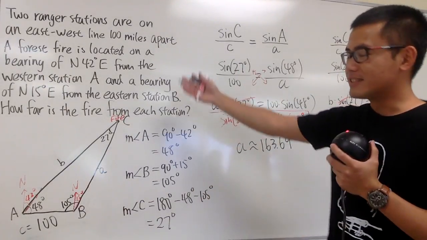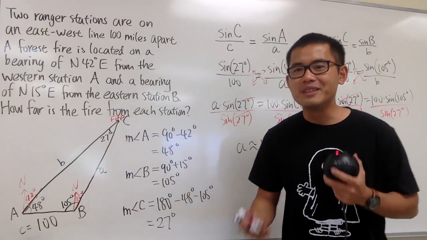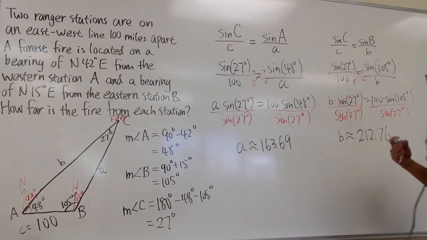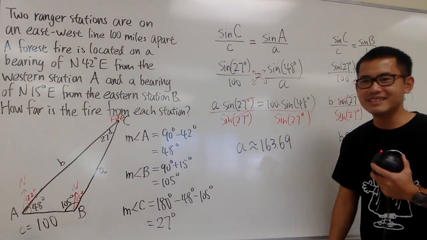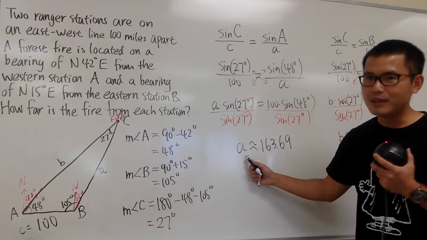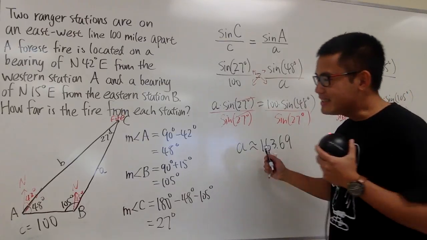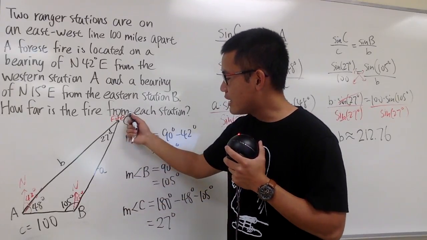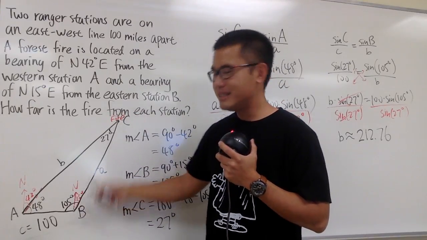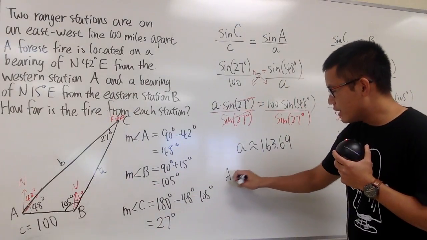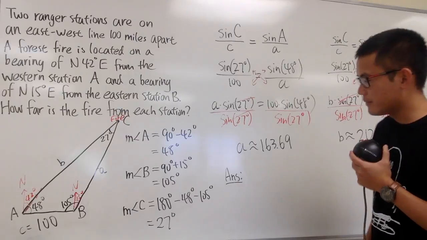However, this is a situation problem. We have to answer it with a complete sentence, all right? Because if you just say a and b, it doesn't really make that much sense. Because this a does not tell you the distance from the fire to station A. This a tells you the distance from the fire to station B, right? This is how we like to label it. So here is how we are going to answer the question.